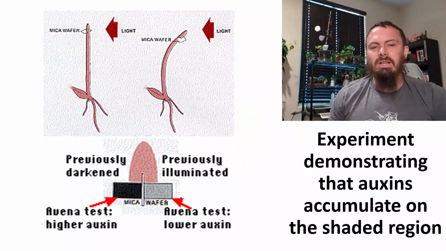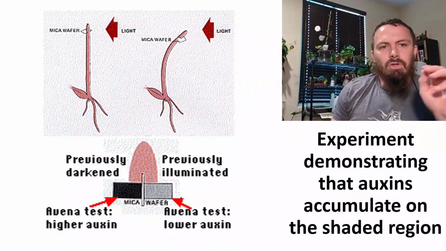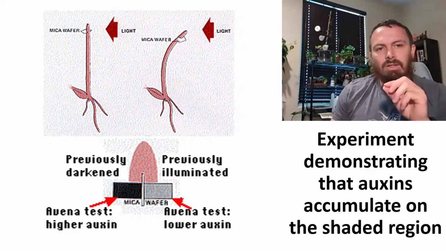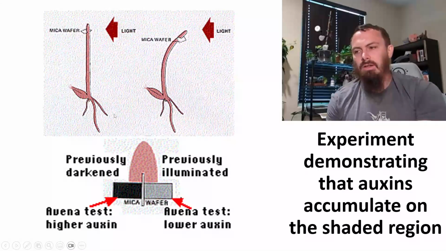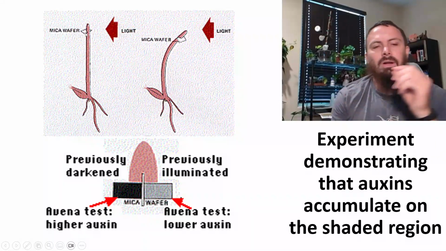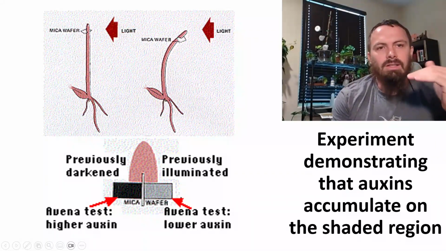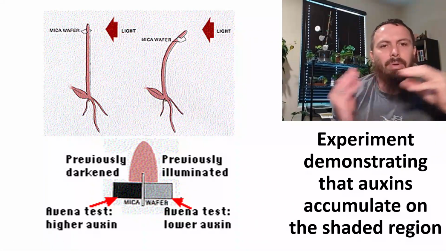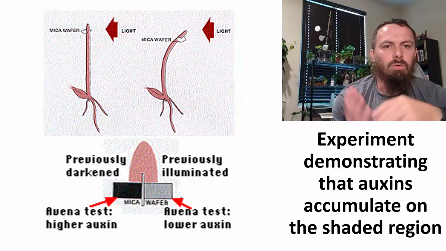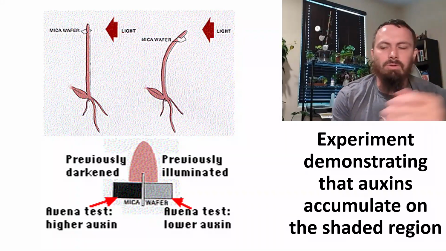But then there was another study that was similar to what Darwin did, but they took the shoot, same idea, some grass seedling here, right? But they put a mica wafer. Mica is basically a rock, a mineral that is impenetrable to any of the hormones or signals that the plant's sending through its body.